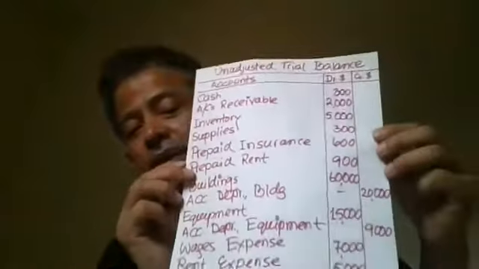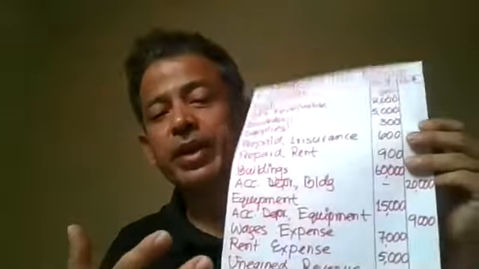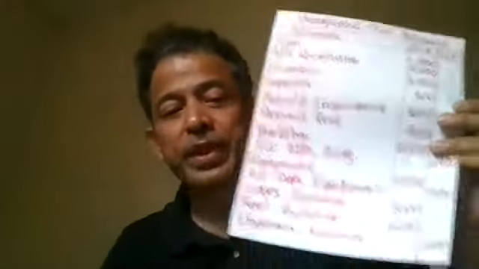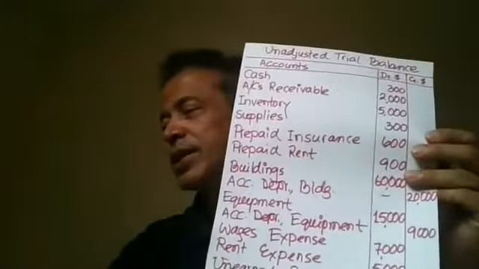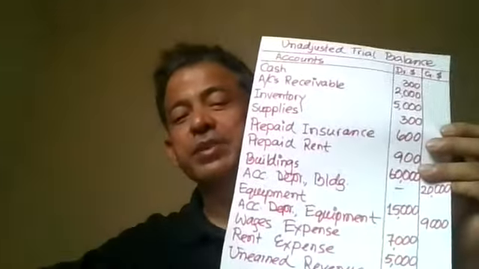So this is our unadjusted trial balance. If none of them need any adjustment, then it's an adjusted trial balance, and we don't need to go through or carry out the adjusting process. But as it turns out, some of these items need adjustment.